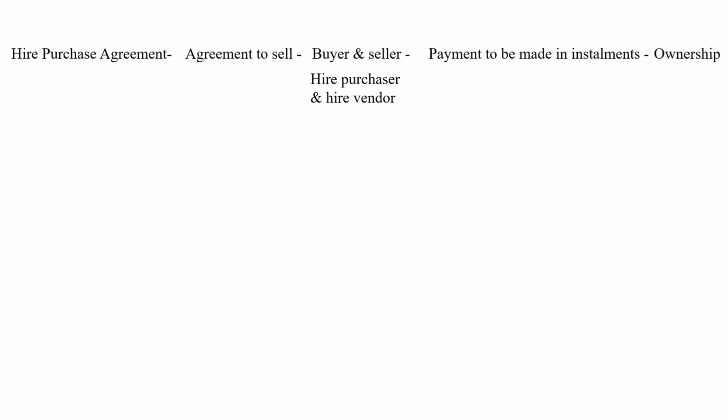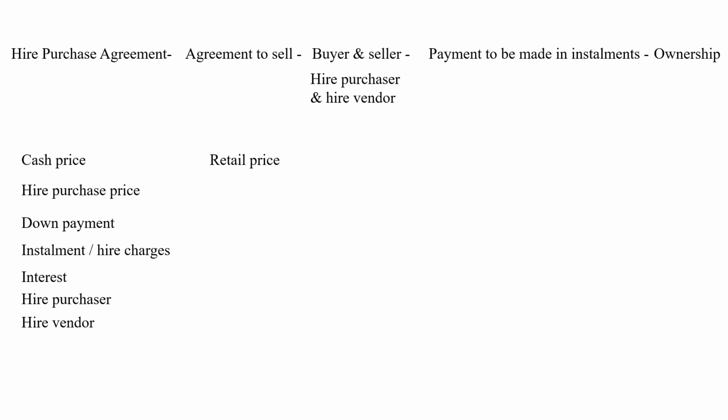Now, certain important terms which you should know before moving on to interest calculation. They are cash price, hire purchase price, down payment, installment, interest, hire purchaser, hire vendor. These are the important terms that you should know. What is cash price? As I already have shown here, cash price is nothing but the retail price of a product. When a buyer is going to buy a product, he makes immediate payment, then he pays the retail price of the product. So this is the price at which the product is purchased immediately for cash.